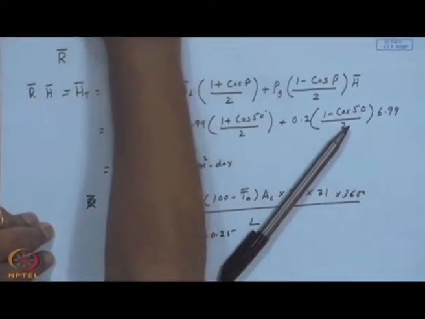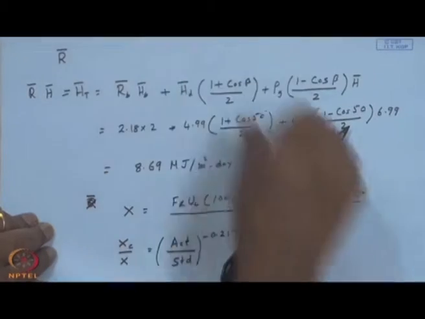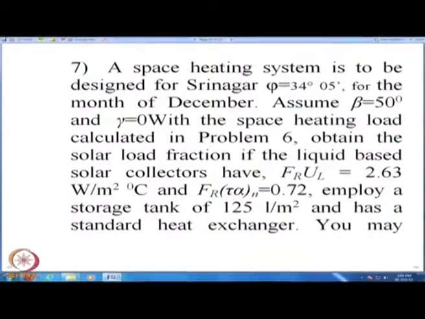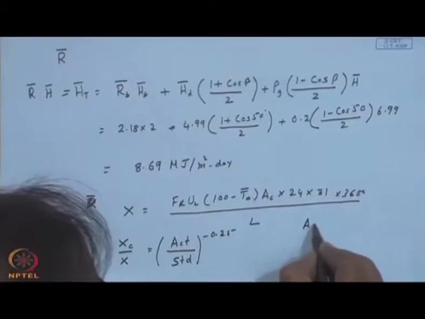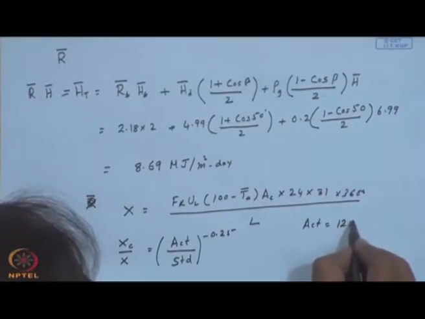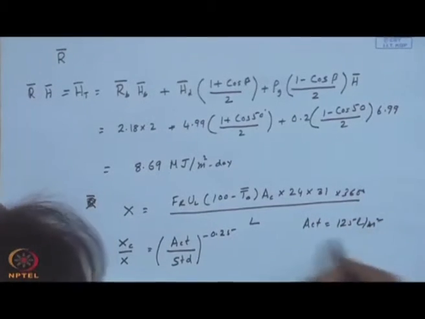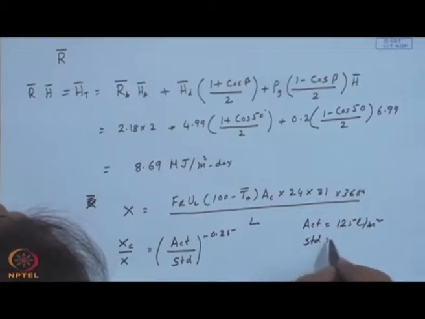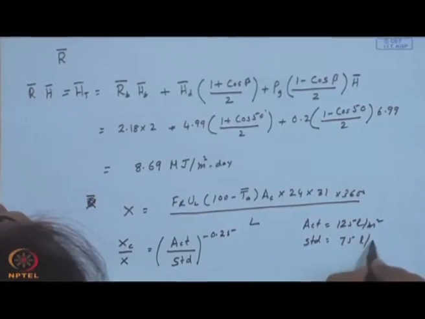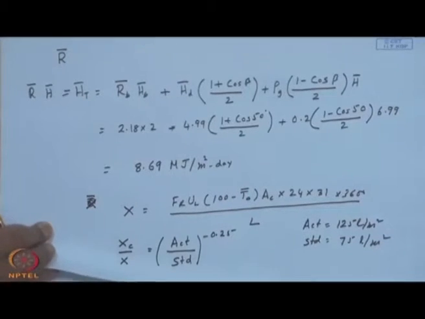Let me just check up. Tank is 125 liters per meter square. Okay, actual storage is 125 liters per meter square compared to standard of 75 liters per meter square. So, we need to correct the variable X as we have done here.